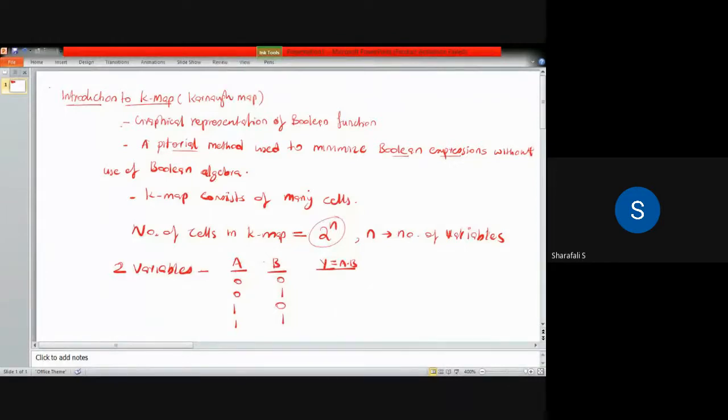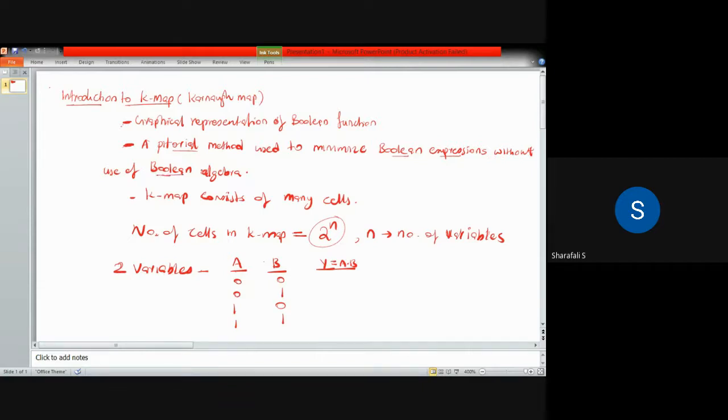Okay, here we will discuss the K-map. So in the introduction part, we can say this K-map is a graphical representation of a Boolean function, as you can see from this first line. Or we can also define this K-map as a pictorial representation or pictorial method used to minimize the Boolean expressions without use of Boolean algebra.